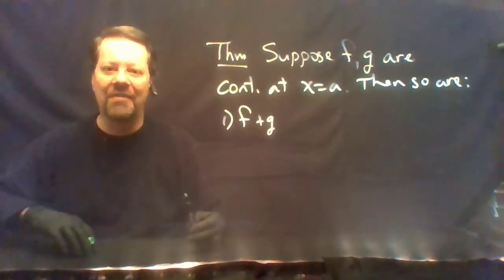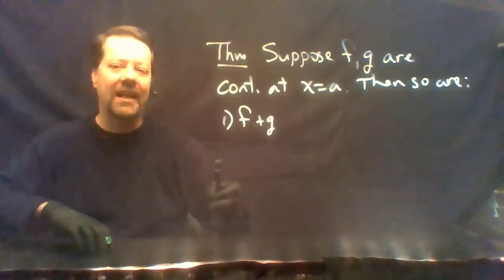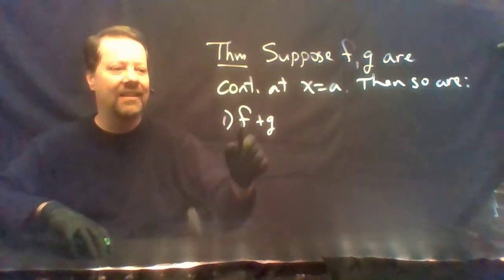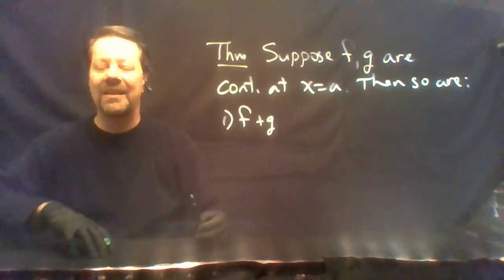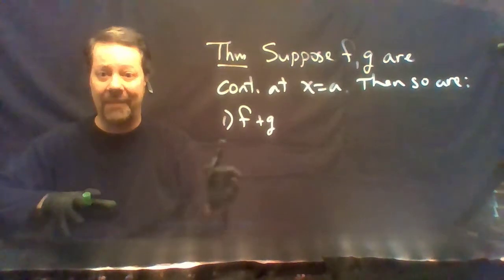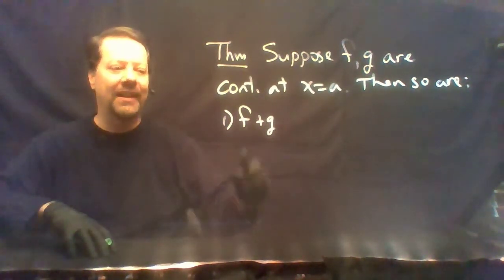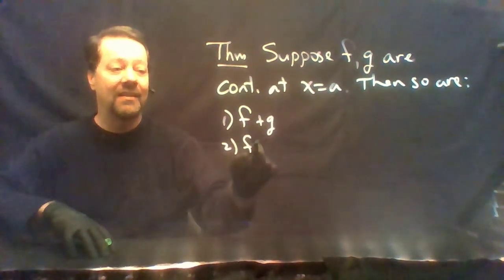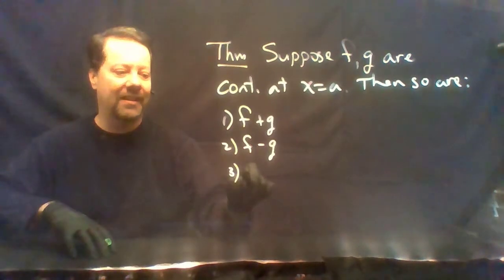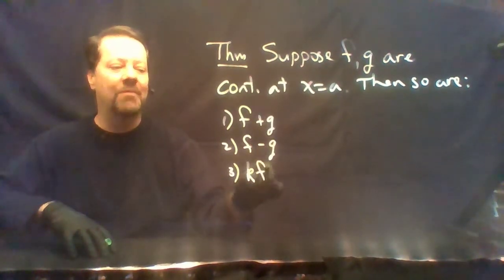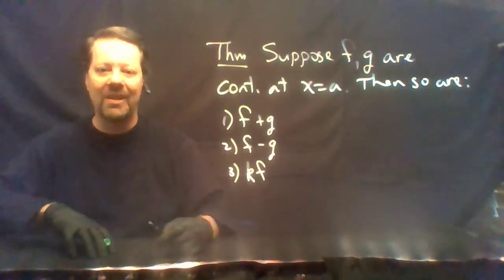That was one of our limit theorems. Also, since both f and g are continuous at x equals a, their limits are f of a and g of a. But that's equal to f plus g evaluated at x equals a. So we get continuity. Addition does not affect continuity. Subtraction does not affect continuity. Multiplying by a constant does not affect continuity. It's still going to be continuous there.